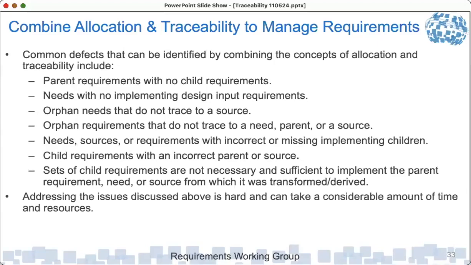Addressing these issues is hard and can take a considerable amount of time and effort. There are some things we could get out of our tools, or we could form a query that would look at the different attributes and answer some of these, like parents with no child, needs with no implementing requirements, or orphans that don't trace. These can all be done with a report from your tool. But there are some things, like incorrect or missing children, incorrect parents, and sets that are not sufficient. Those are all thinking, intelligent kinds of things that the human has to do.